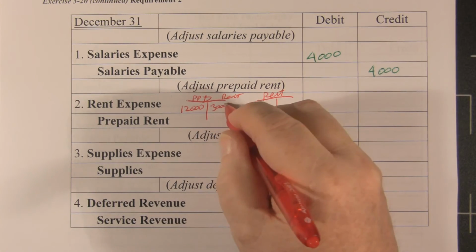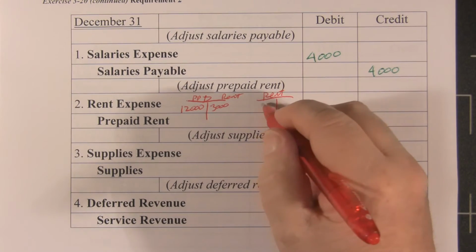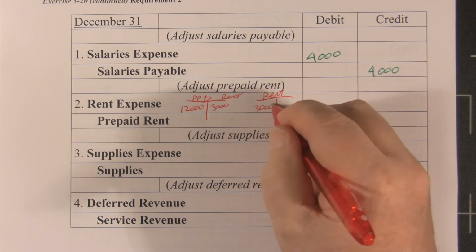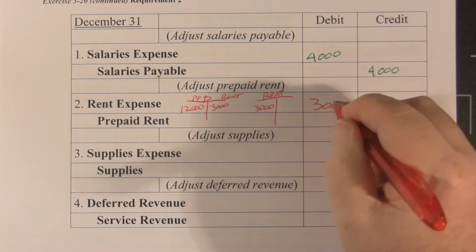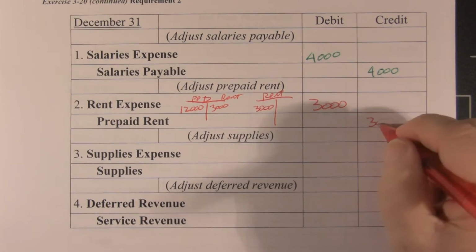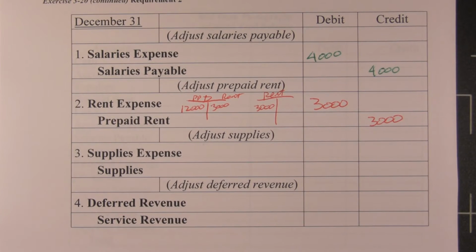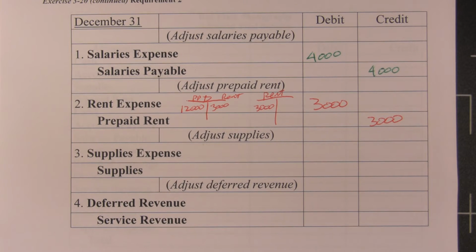Credit prepaid rent, debit rent expense, and that's exactly what we're going to do. Debit rent expense $3,000, credit prepaid rent $3,000. So the prepaid rent went down $3,000, the rent expense went up.